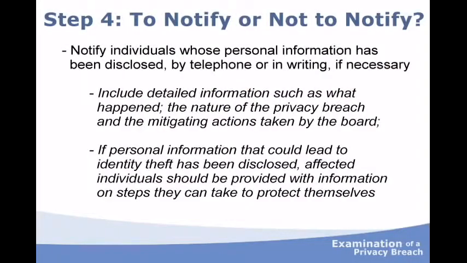You want to include information as the nature of the breach, the mitigating actions that were taken by the board, and depending on what information was disclosed, if there's a possibility for identity theft, you want to provide them with additional information, a contact number, or a means, say for example, if it's credit card numbers, to contact their credit bureau, cancel credit cards. You also want to consider if it's an OEN number, parents are going to be very concerned, you'll want to notify in those circumstances.